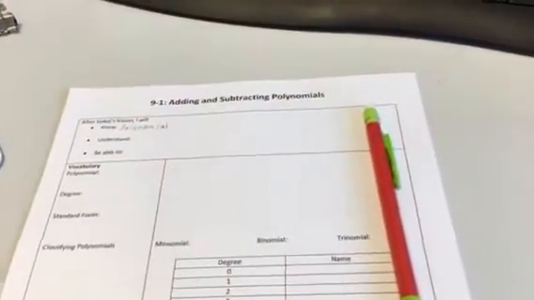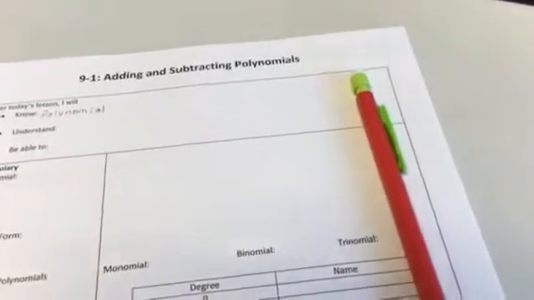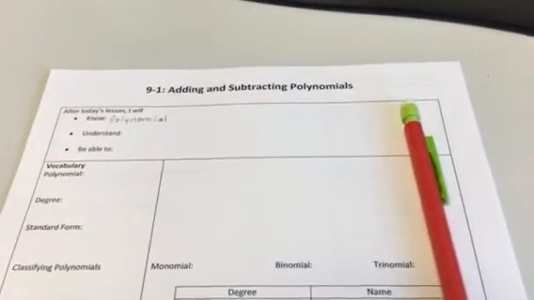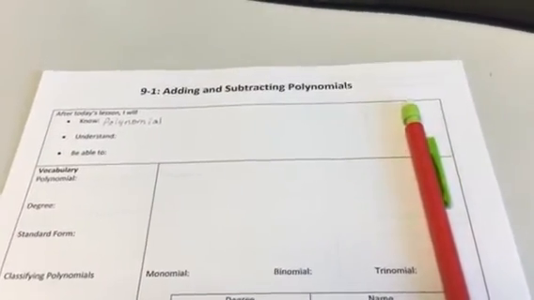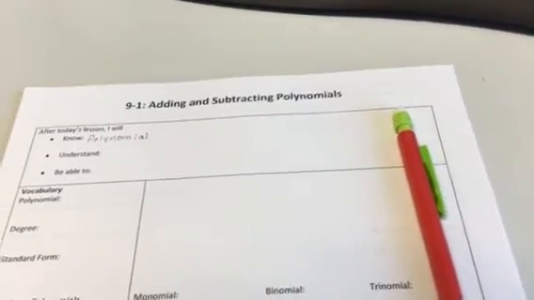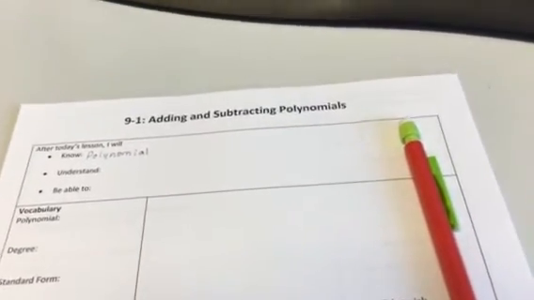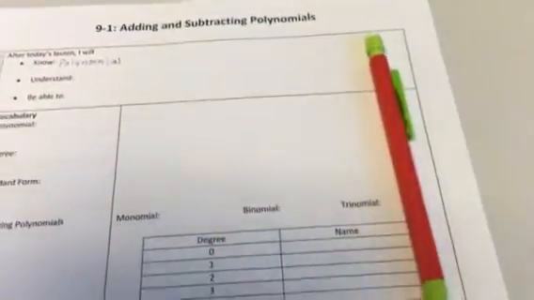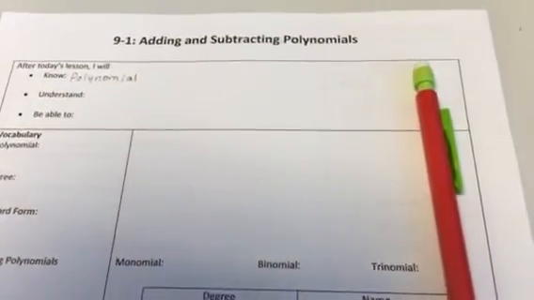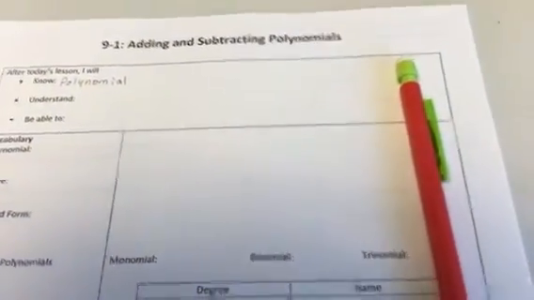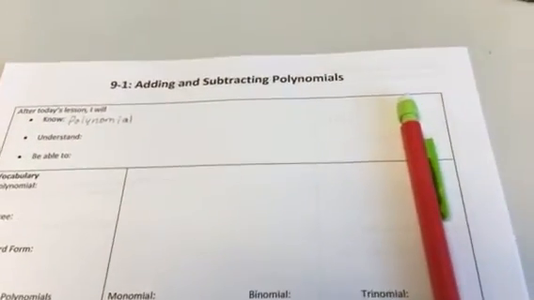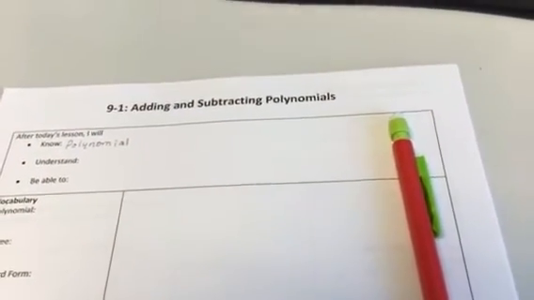Now if you'll go ahead in book 9 and turn to 9.1, adding and subtracting polynomials. We did a little bit of this toward the beginning of the year when we were combining like terms, but we're going to go over it in depth today so that you feel really comfortable with it. Now the objectives that you need to know before you leave today when adding and subtracting polynomials, the first thing that I need you to know is the definition of polynomial.